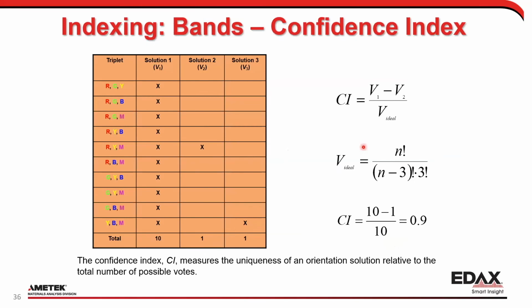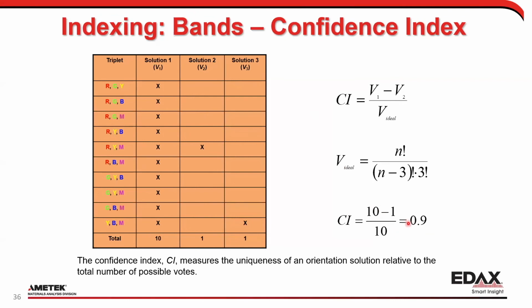So I did this voting. We had this idea of what we call the confidence index. And again, this is unique to EDAX. What it basically is, is a measure of uniqueness of solution. So what we do is we say, okay, I had a total of 10 votes. I'm going to put that in my denominator here. And then I'm going to say, what's the difference between my first best solution and my second best solution? So here I have 10 minus 1 divided by 10, which gives me a CI of 0.9.